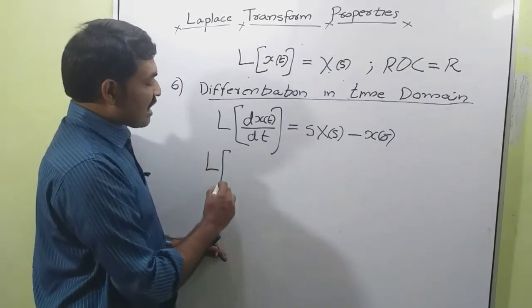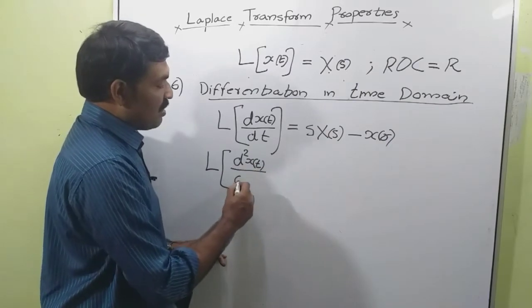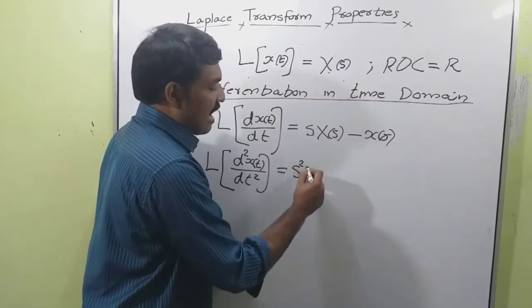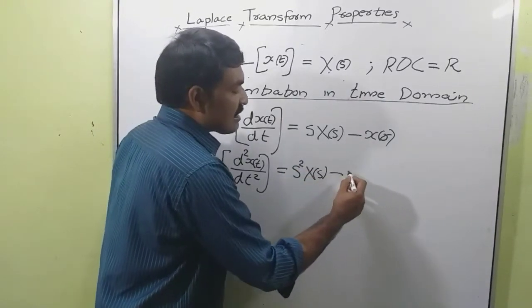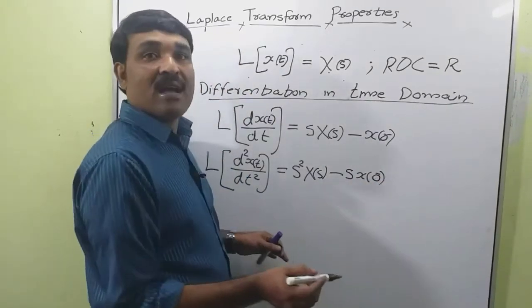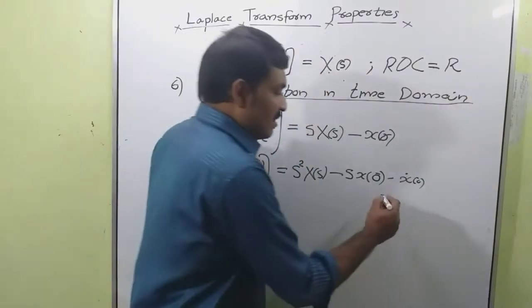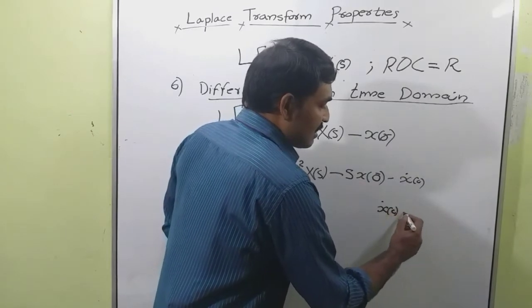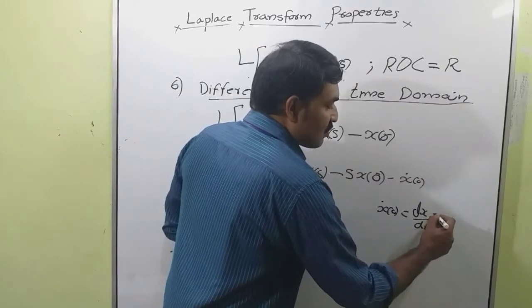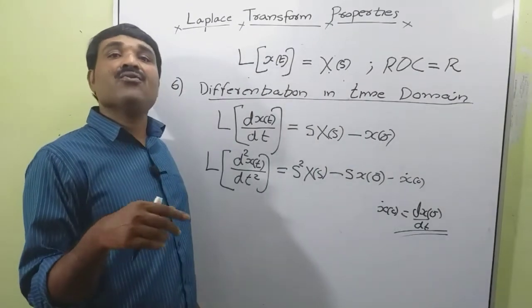Similarly, the Laplace transform of the second derivative of x(t), that is d²x(t)/dt², is equal to s²X(s) minus s·x(0⁻), the initial value of x(t), minus ẋ(0⁻), where ẋ(0) is equal to dx/dt at t equal to 0⁻. This is the value of ẋ, that is the first derivative of x(t).